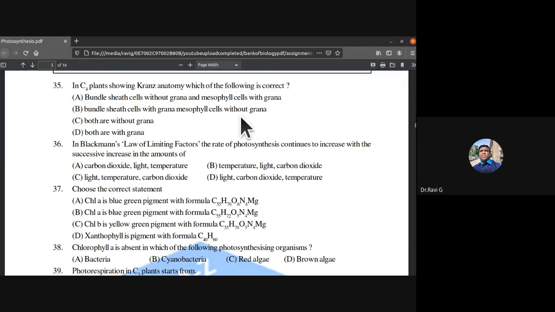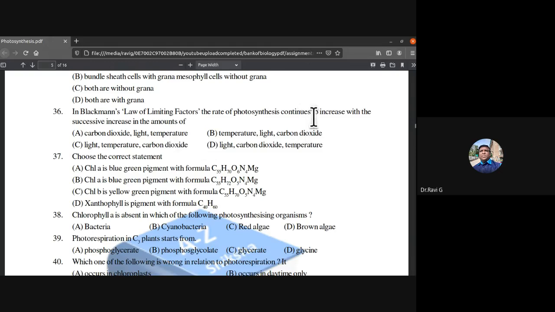36th, in Blackman's law of limiting factors, the rate of photosynthesis continues to increase with the successive increase in the amount of, okay, carbon dioxide, light, temperature. So temperature, light, carbon dioxide, or is it light, temperature, carbon dioxide, light, carbon dioxide, temperature? Which is the right statement here, 36th?